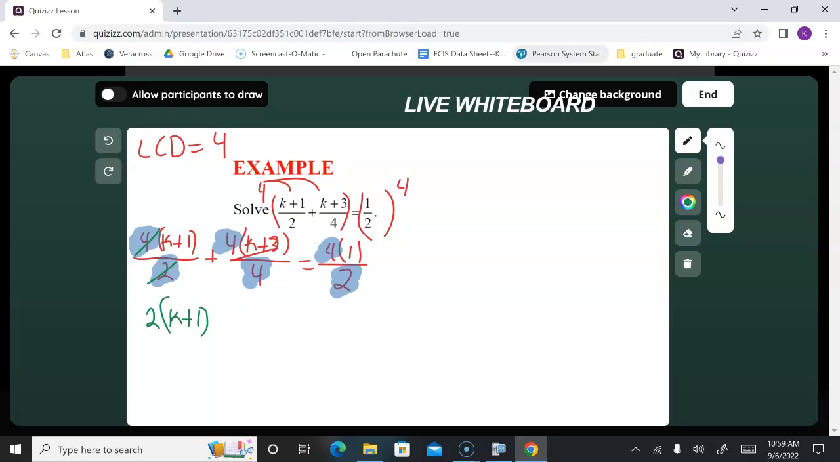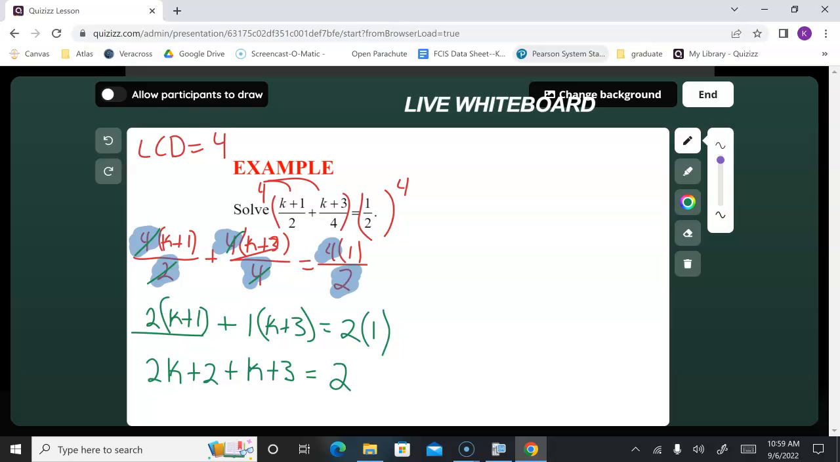Okay? 4 over 4 simplifies to what? 1. And then 4 over 2 gives me 2 again. Now, I wrote a little bit more information than I needed to here, but I want you to see that full process. Multiplying by 1 here and here isn't going to change anything, so I don't really need those anymore, but what do I have to do with this first term? Still got to do the distributive. 2k plus 2 plus k plus 3 equals 2. And then I just combine all my like terms.